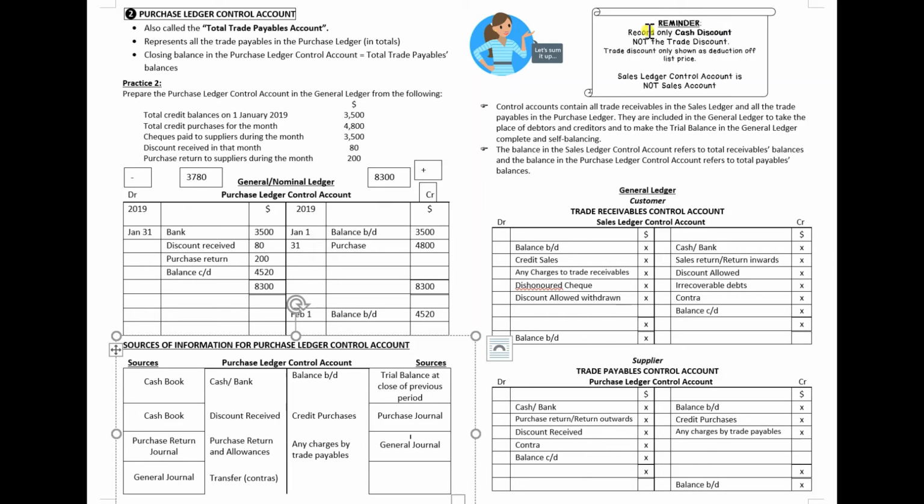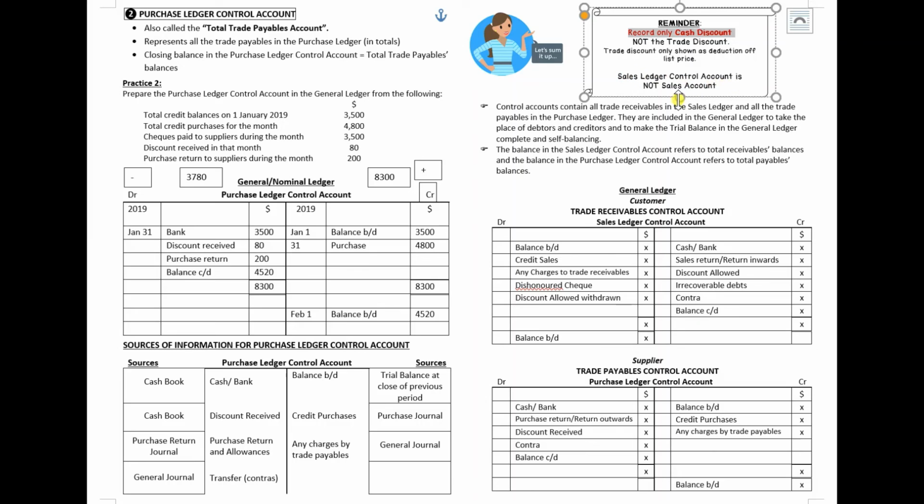Now reminder, record only the cash discount, not the trade discount. I'm not sure if you still remember the difference between the cash and the trade discount. The trade discount is only shown as a deduction of the list price, and the cash discount, when you see the words discount allowed and discount received, it refers to the cash discount. So over here you see discount received, discount allowed. Yep, you record it here. These are the cash discount. Record only the cash discount. So this one, discount allowed and discount received, they are the cash discount.